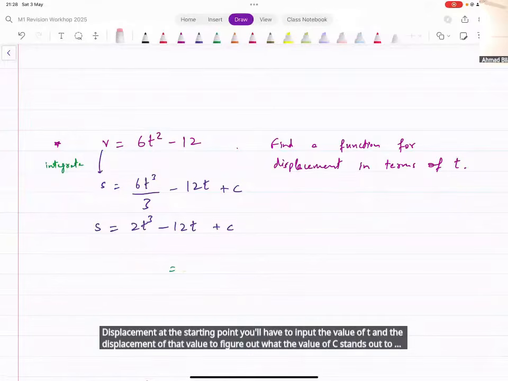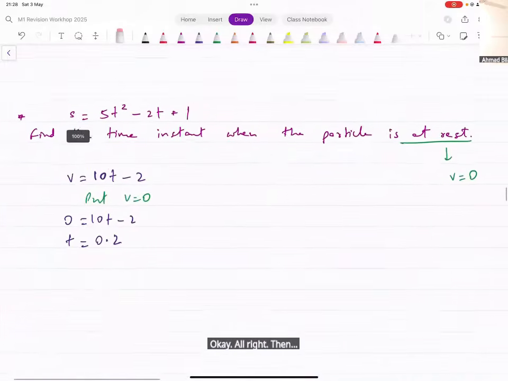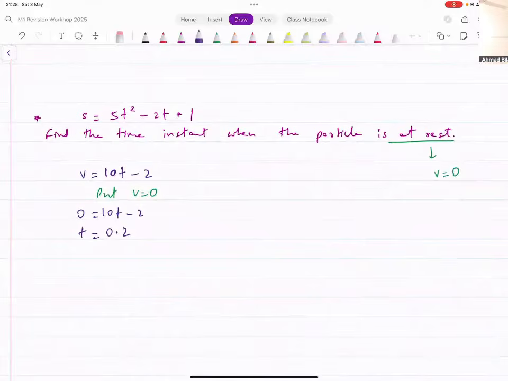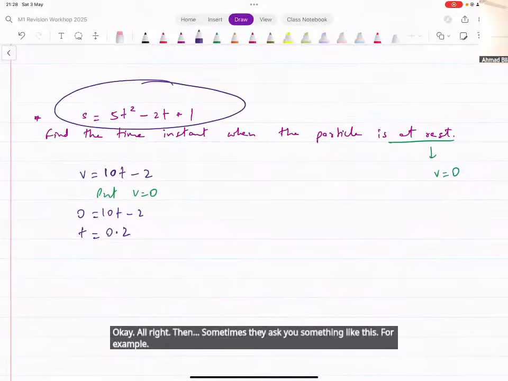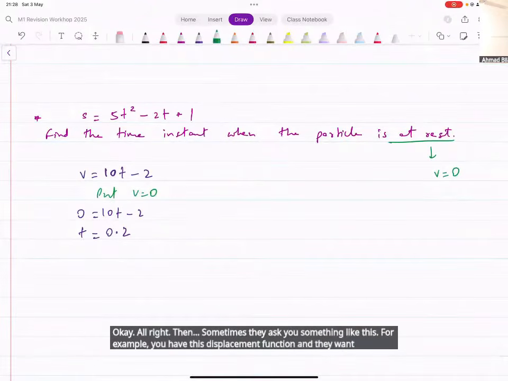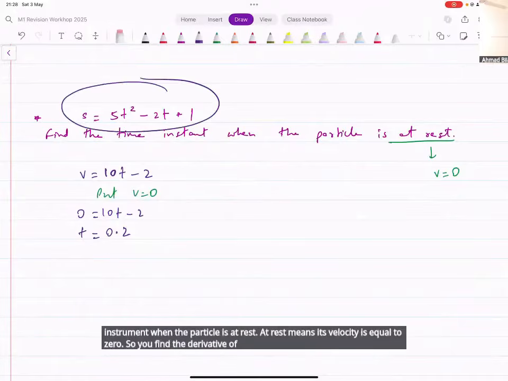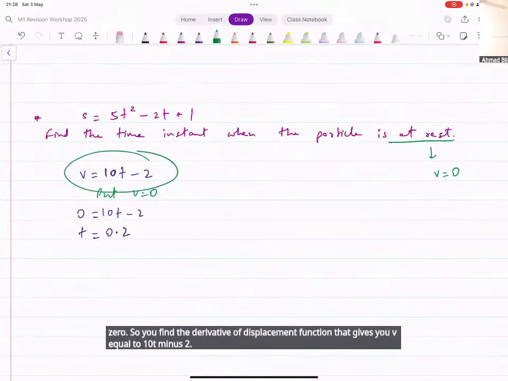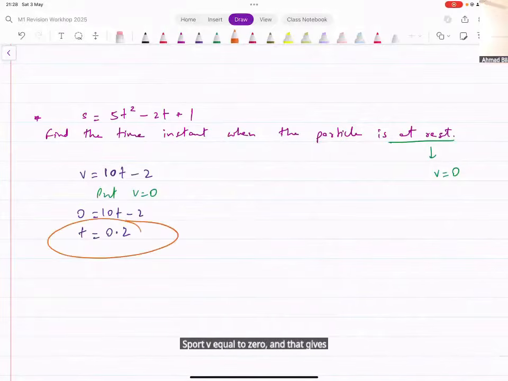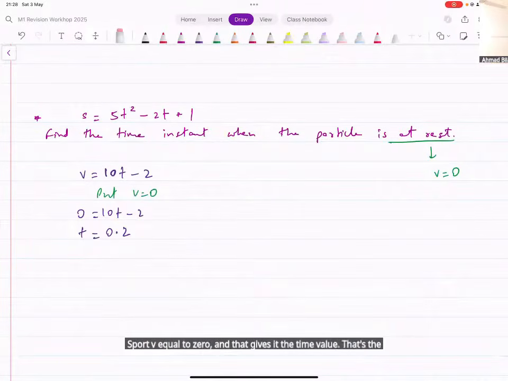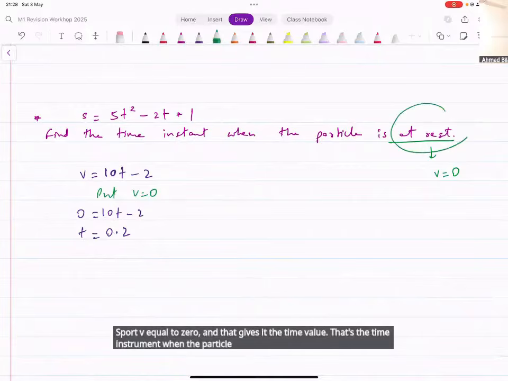Okay. All right. Then sometimes they ask you something like this. For example, you have this displacement function and they want you to find the time instant when the particle is at rest. At rest means its velocity is equal to 0. So you find the derivative of the displacement function that gives you v equal to 10t minus 2. Put v equal to 0 and that gives you the time value. That's the time instant when the particle is at rest. So at rest means velocity is equal to 0.